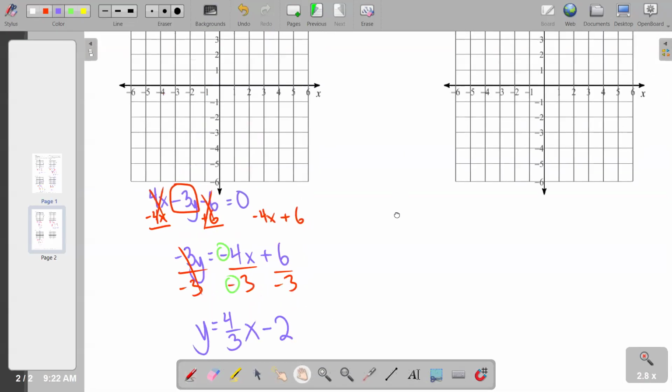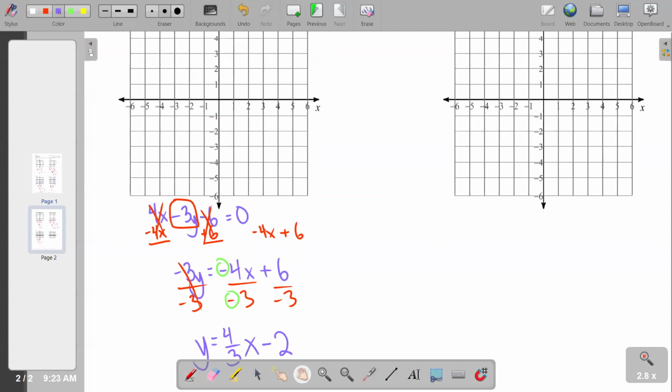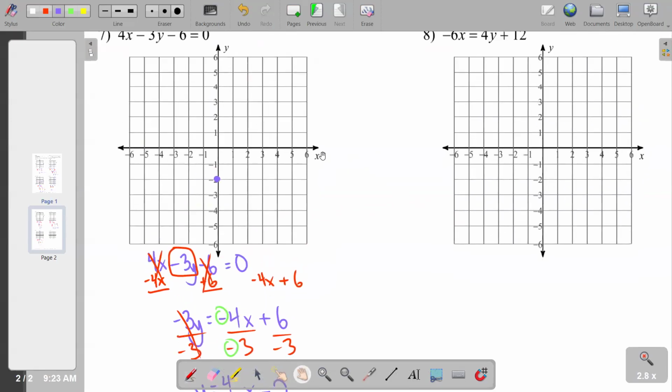And now we can make a graph. We could do it in our sleep. Go down 2, put your first dot. Talk me through that slope. How do you do a slope of 4/3? Well, 4, 1, 2, 3, 4, 1, 2, 3. Other way, 4, 1, 2, 3. That is a perfect slope of 4:3 ratio.